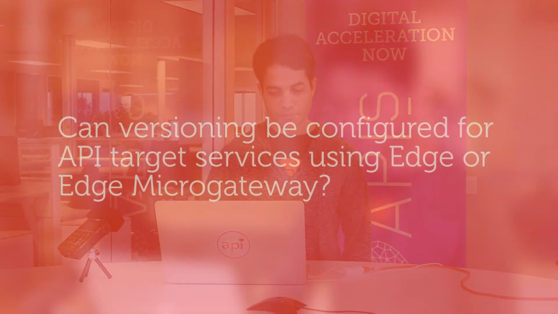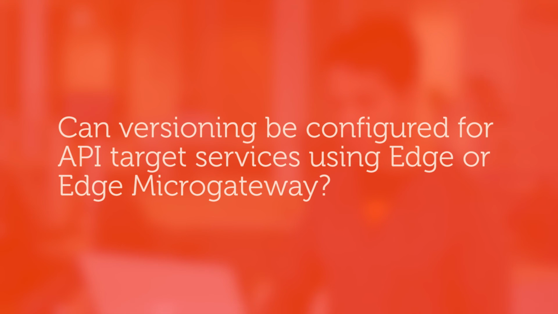Himanshu, can versioning be configured for API target services using Edge or Edge Micro Gateway? For Edge Micro Gateway, if you want to have a different version of your same API, then you will just create a different Edge Micro proxy for each version, and then you just tell your consumer which Edge Micro instance to hit. Yes, so directly or indirectly you should be able to do that.